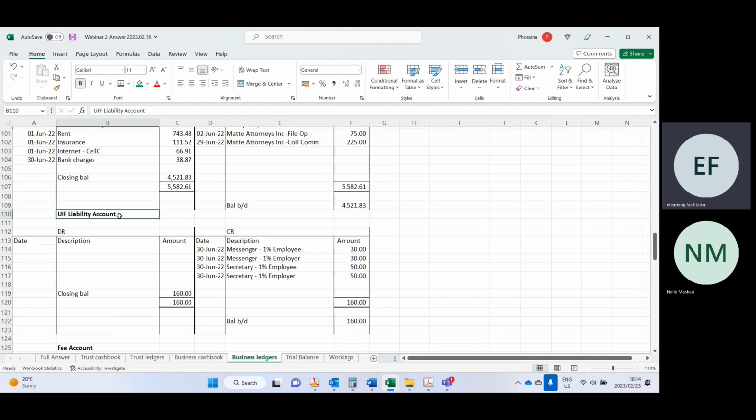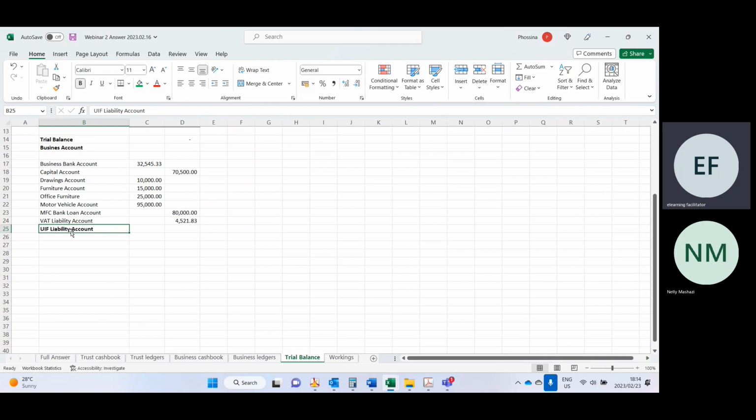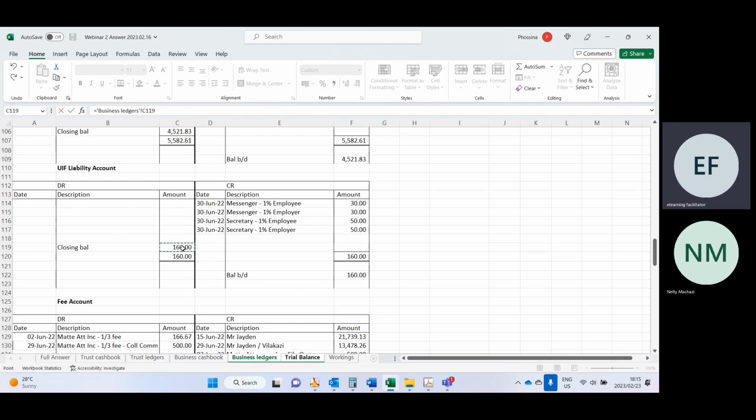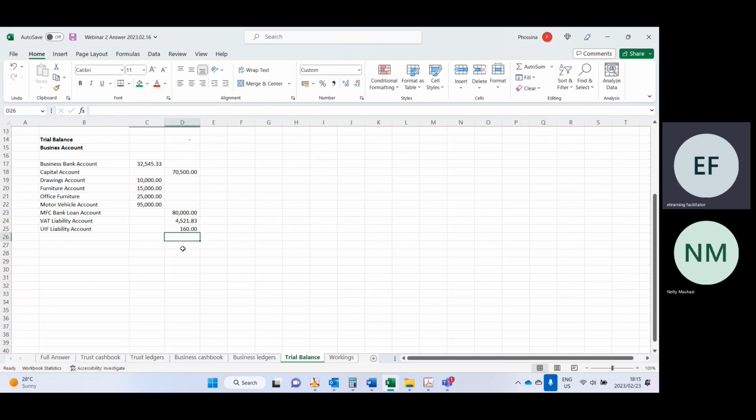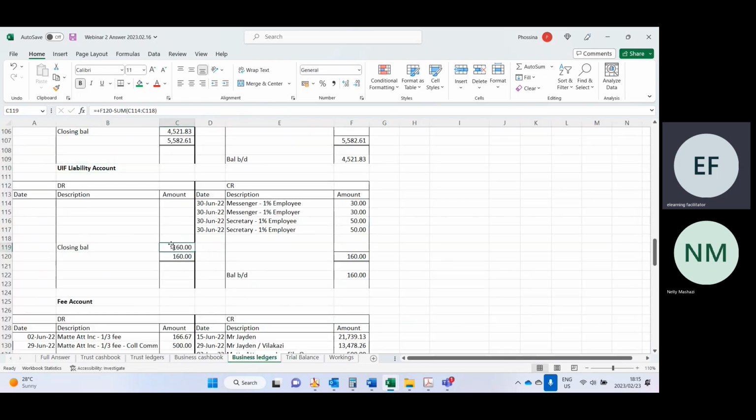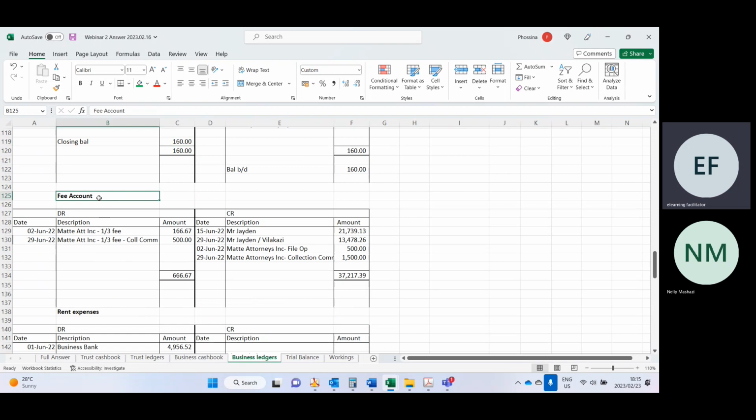Okay, and then UIF liability. So every month, I've done one month. So every month you'll be comparing. Remember, these accounts reduce by payments. So if you've paid your liability, it will come to 0 or to less the amount that you have paid. But in this case, because we haven't paid, we pick up the amount that we are owing. And then our fee account, we need to balance it off. So you can see this side is higher than that side.